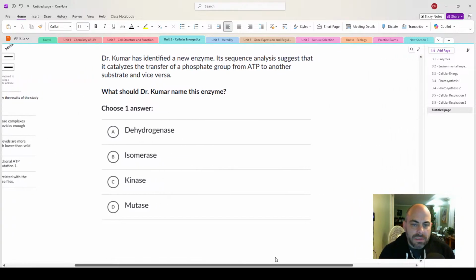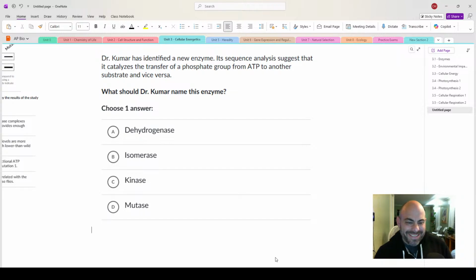Dr. Kumar has identified a new enzyme. Its sequence analysis suggests that it catalyzes the transfer of a phosphate group from one ATP to another substrate and vice versa. What should Dr. Kumar name his enzyme?